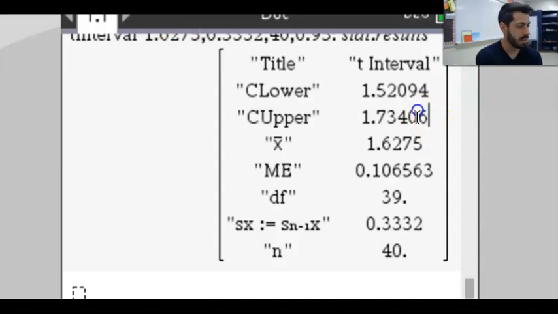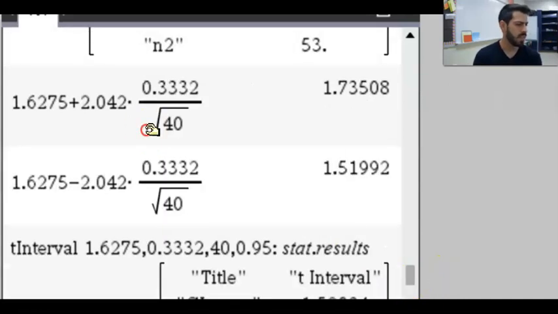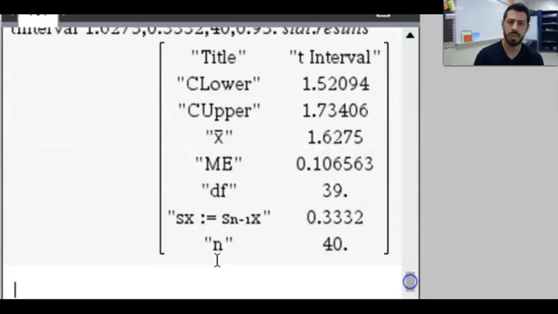And this confidence interval is going to be a little bit more precise, we see, because we're able to use the actual 39 degrees of freedom instead of rounding down to 30. So we see that this interval is between 1.52 and 1.73. So I wasn't too far off. I was just underneath, right? Did pretty good with rounding.